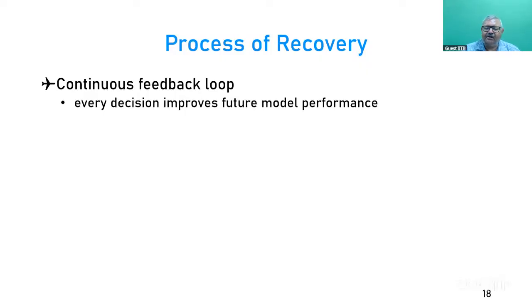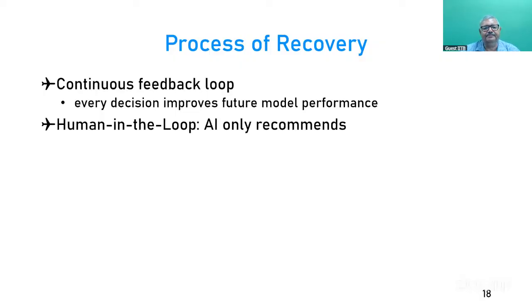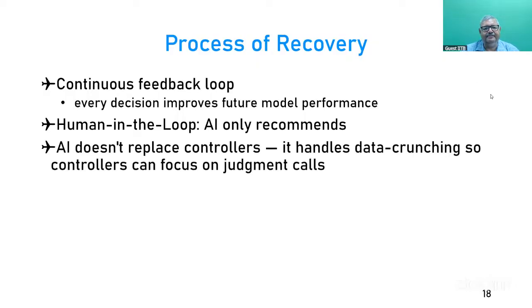There is a continuous feedback loop because every decision you take gives you some knowledge for the future. If a similar thing happens in the future, you can know that last time we did this, it helped, and therefore this is a good solution. I'll reiterate this point once again: human in the loop is always there. AI will never be allowed to have full and unrestricted authority in decision making.